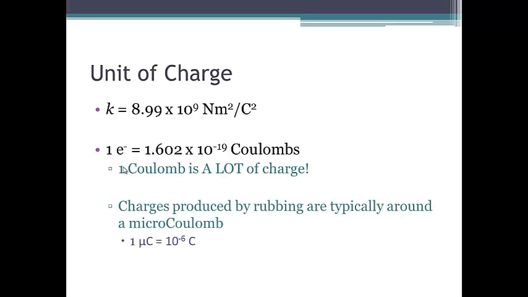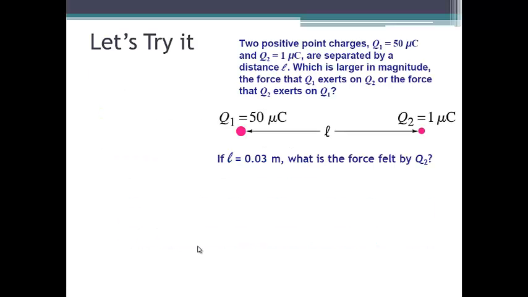Typically when we produce charges by rubbing or any kind of friction, they're around the microcoulomb value. So 1 microcoulomb is equal to 10 to the negative 6 coulombs. You will want to write that down and have that number either ingrained in your memory or somewhere where you can easily look it up. Okay, so let's see how Coulomb's law is applied.